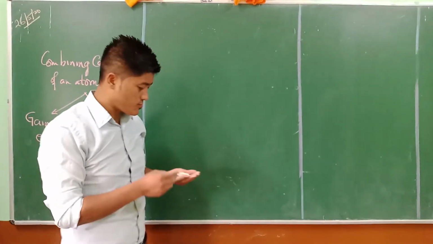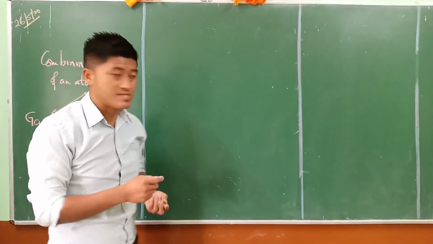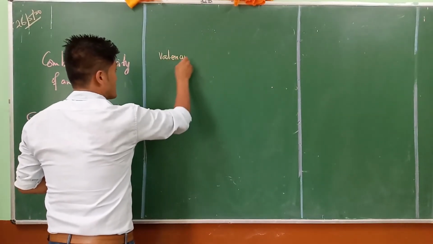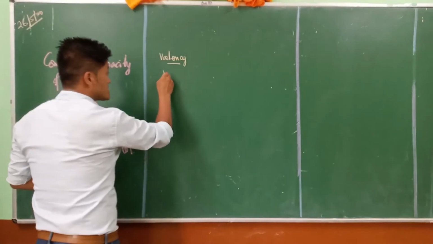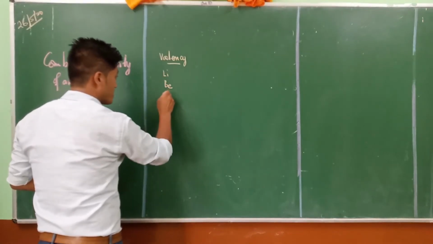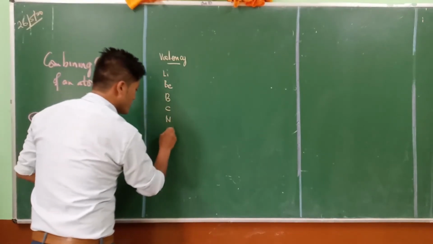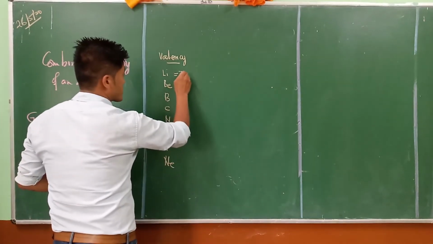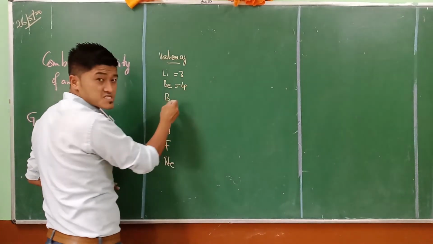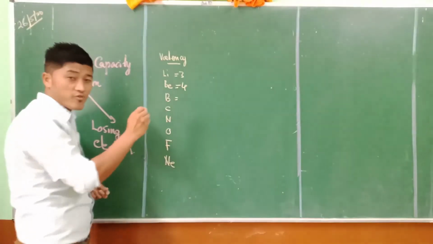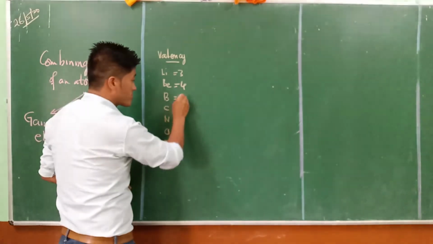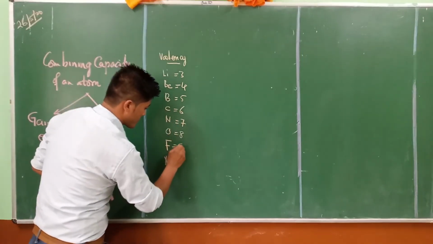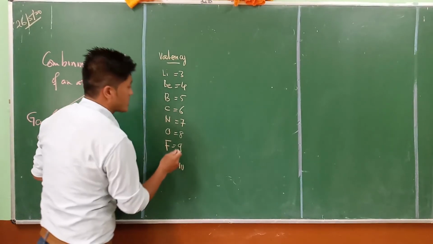Okay, now we will try to write down some of the valencies. Let's say valency. I'll start from lithium, beryllium, carbon, neon. Atomic number 3, this is 4. I guess every one of you is quite familiar with the periodic table here. 5, 6, 7, 8, 9, and this is 10. Okay.